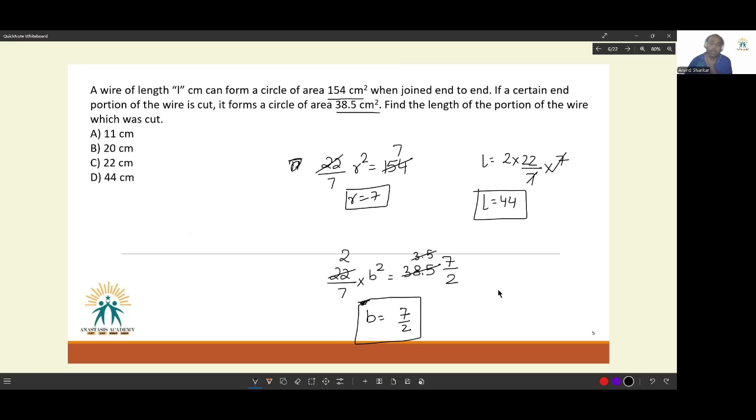So what will be the length here? It will be 2 into 22 by 7 into 7 by 2. New length of the wire that is used is 22. Originally, the length of the wire was 44. Now, only 22 is being used. So, what portion was cut off? It is 44 minus 22. The answer to the question is, of course, option C.